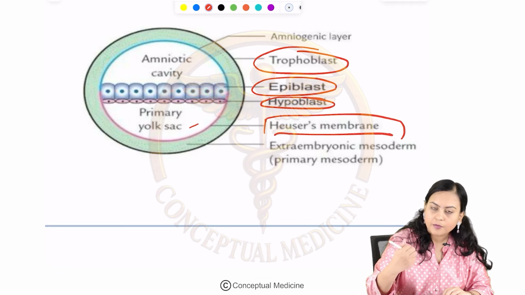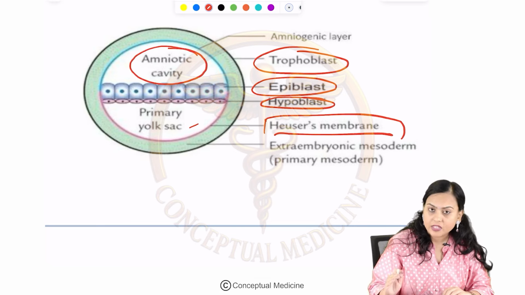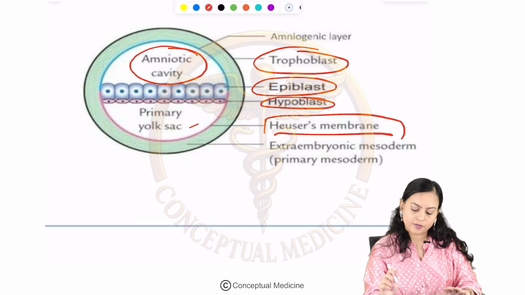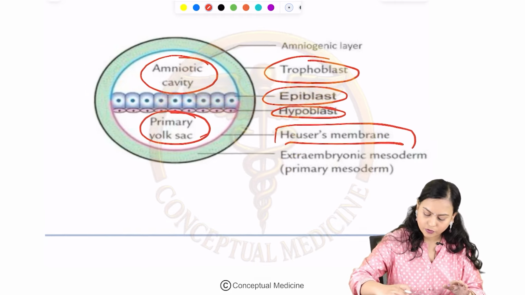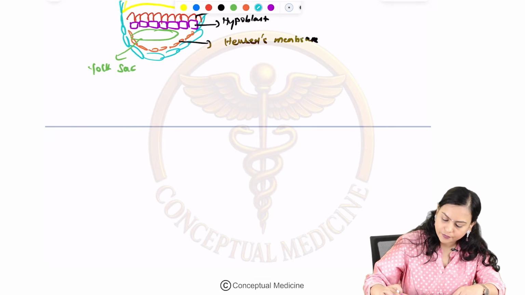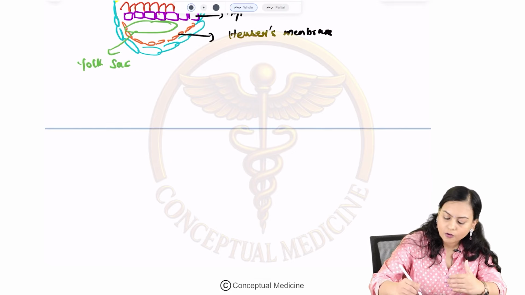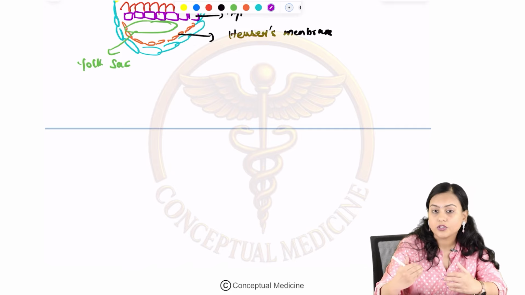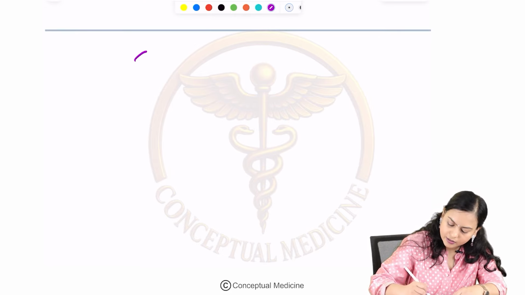So, the cavity that is found between the trophoblast and the epiblast is known as the amniotic cavity, and the cavity that is found between the hypoblast and the trophoblast inside of the Heuser's membrane is known as the yolk sac. Here we name it as primary yolk sac for now. Okay. Now what happens is, as this formation is over, another layer of cells is seen to be formed between the trophoblast and the Heuser's membrane, and these cells are derived from the trophoblast. Okay. So, what's happening?